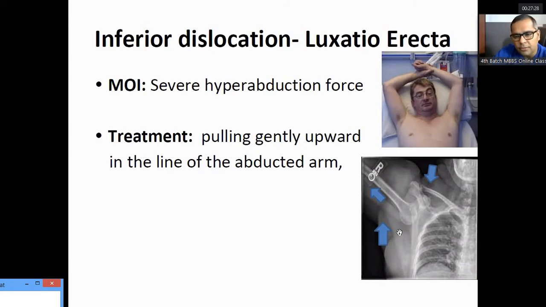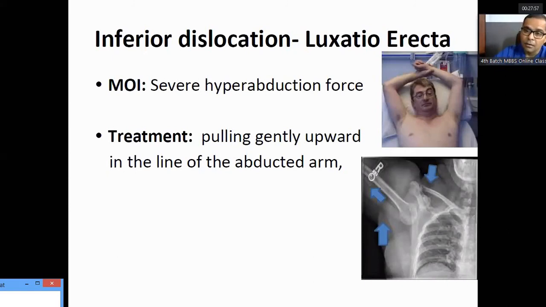Treatment: for the reduction, we need to give axial traction, a gentle upward push, whereas stabilization of the shoulder by pressing from the proximal end. This way we can easily reduce. If it is not reduced, we can gently push the head anteriorly and do the maneuver of the anterior dislocation.